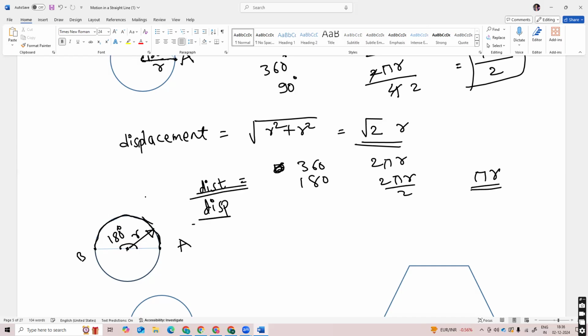Whereas if you have to find out displacement, it is the shortest distance between A and B, or the shortest path traveled. The shortest path is given by a straight line, which is shown here. So it is equal to r plus r, which gives us 2r. So in this case, displacement is equal to 2r.